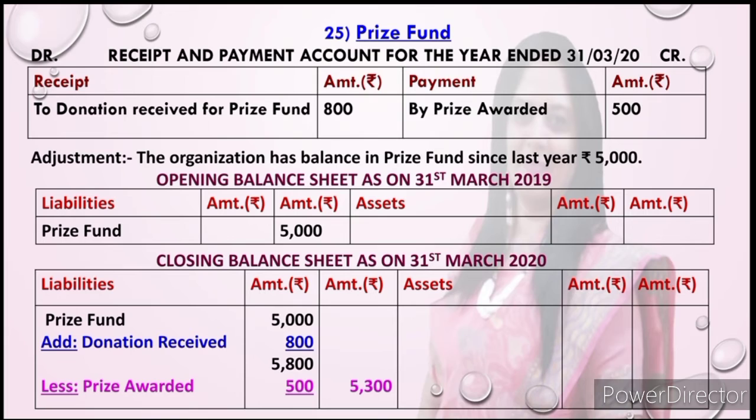Now let's take the payment side. By prize awarded. The prizes are distributed for 500 rupees. So that prize which is awarded will be deducted. So from prize fund you have to deduct prize awarded 500, and after deducting, the amount will be recorded in the outer column, that is 5300.